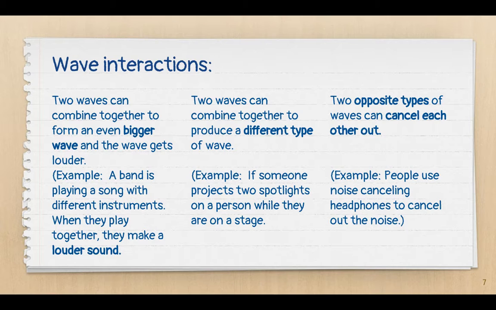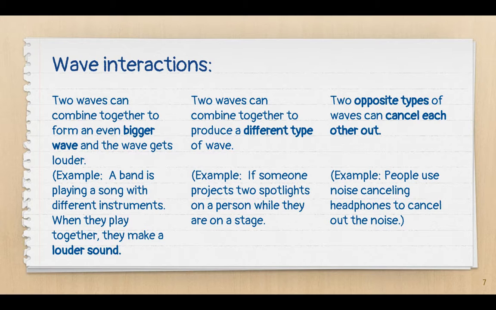You can also have 2 different kinds of waves that can combine together to produce a different type of wave. An example is spotlights. Now, these waves are not sound waves. They are light waves, but they travel in the exact same way. If you have two spotlights on one person who's on stage, it makes a brighter light. If you have two different colors, those colors can combine to form a different color on that person with the spotlight. And finally, you can have two opposite types of waves that will cancel each other out.